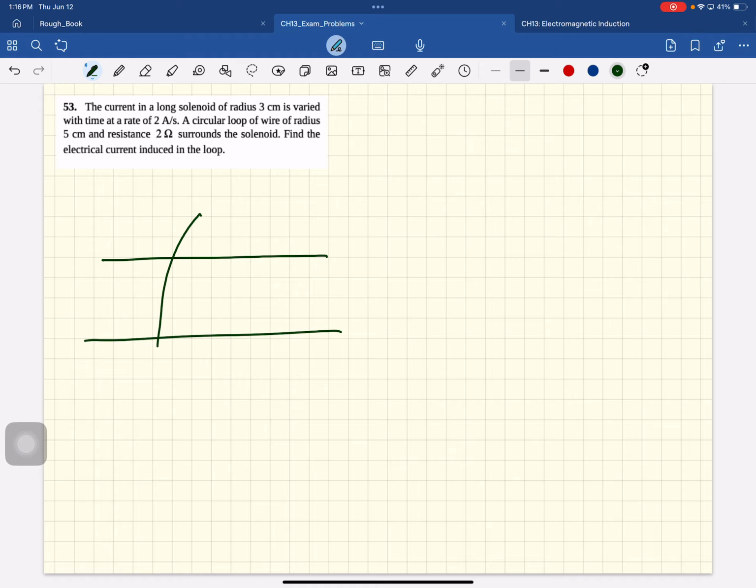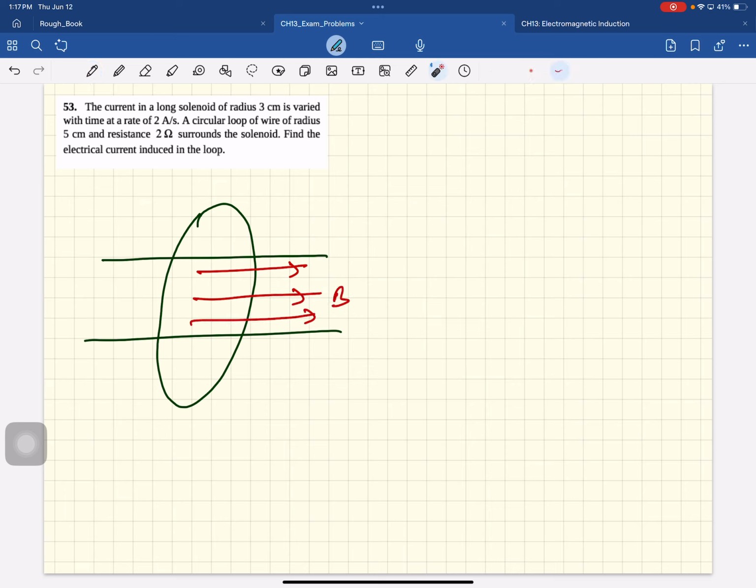So here's the magnetic field. The current in the solenoid is increasing at 2 amps a second. So this is the solenoid, the current is increasing, the magnetic field is increasing. So what is the direction of the induced current? That will be the direction of the induced current, because you want to produce a magnetic field in the opposite direction.